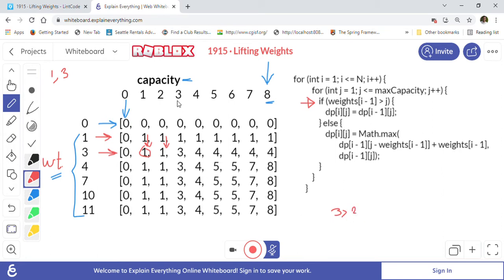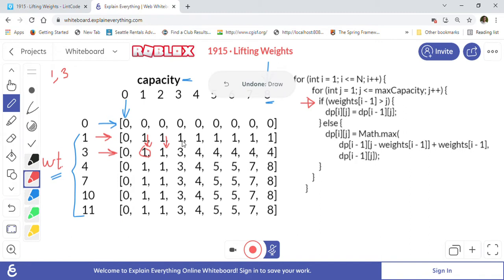Now when we are at 3, 3 is not greater than 3, so we have to calculate what we should put there. For that, this is the formula that we are going to use. Let us look at this formula and see what happens. We have a choice now at this point: either we can take this weight 1 from upward.